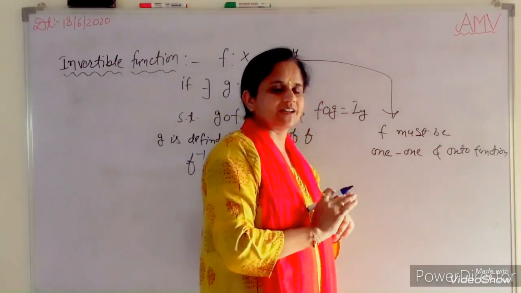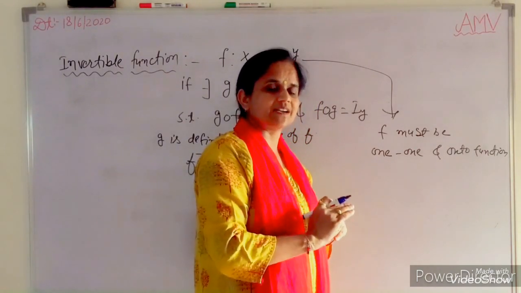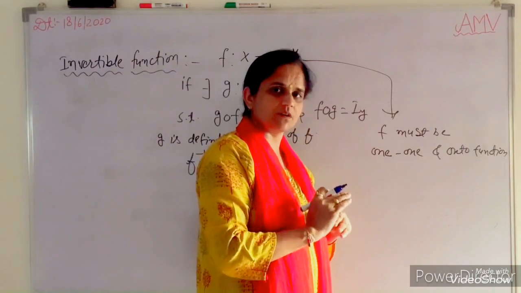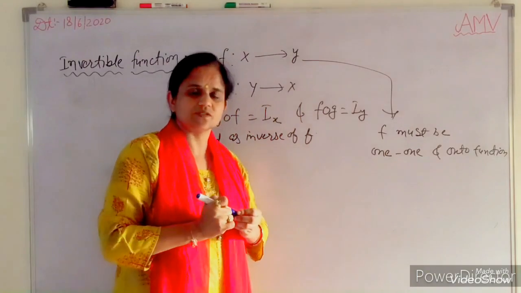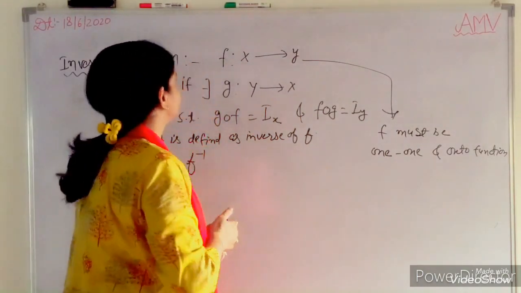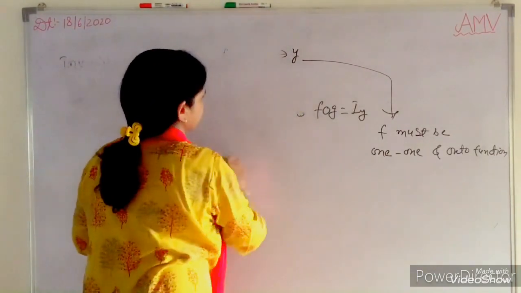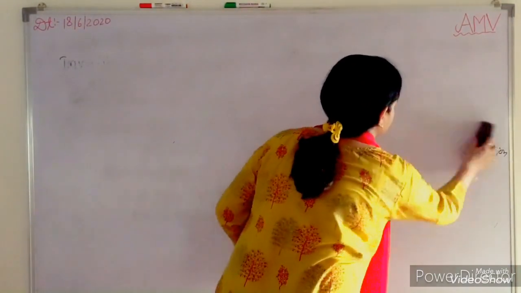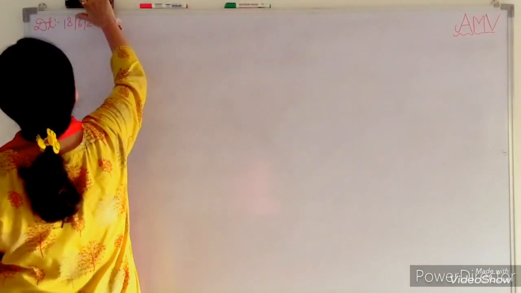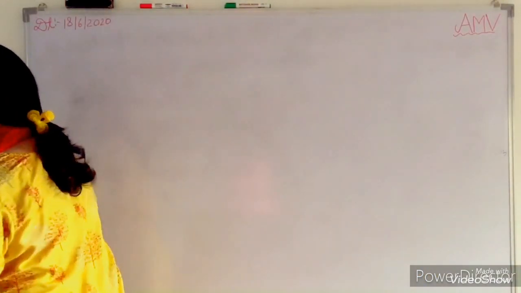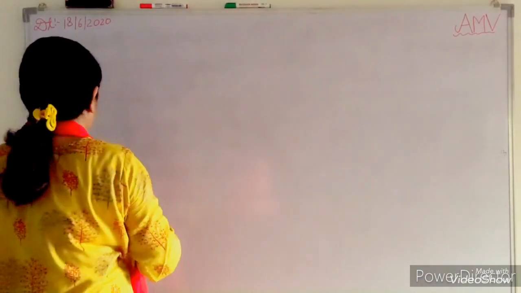So to check whether the inverse exists or not, first we have to check that the function f is one-one and onto. Okay, student. Now let's start exercise 1.3, question first.